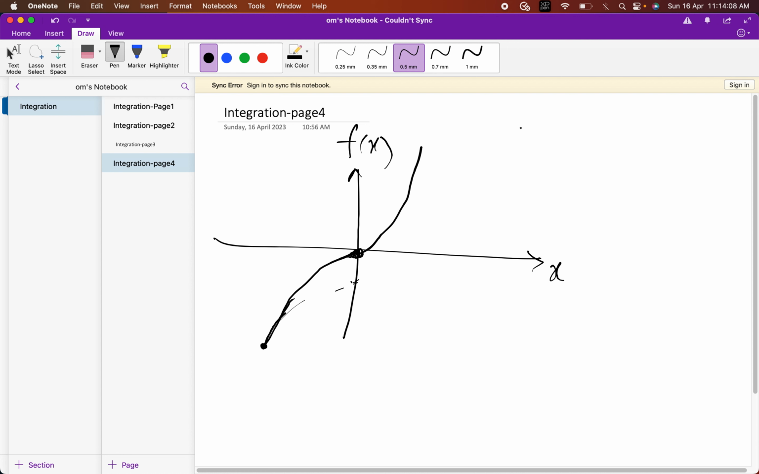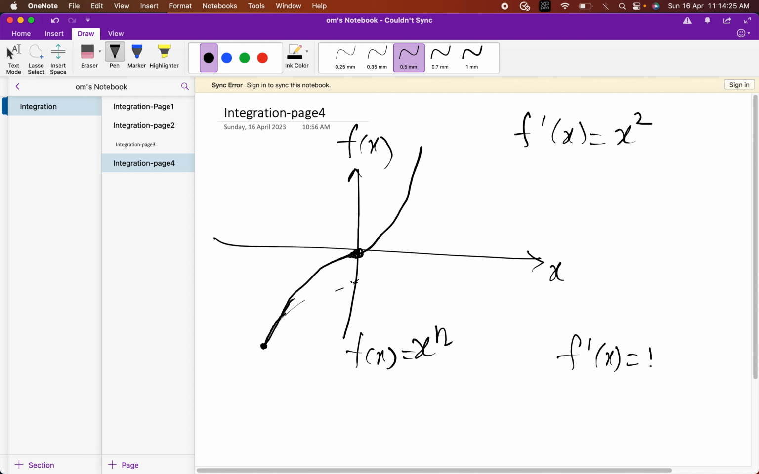Now let me ask you this question. The derivative is x square. Whose derivative is x square? When the function is x raised to n, when we used to find the derivative, we used to do n times x raised to n minus 1. So the power used to get reduced. So if I tell you now that the derivative is x square, whose derivative is x square?